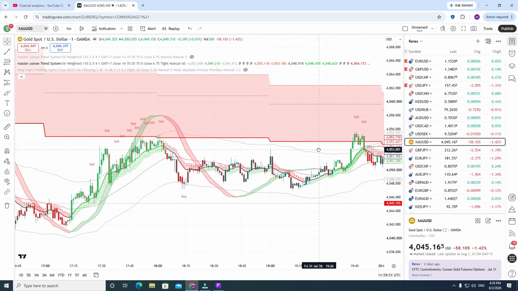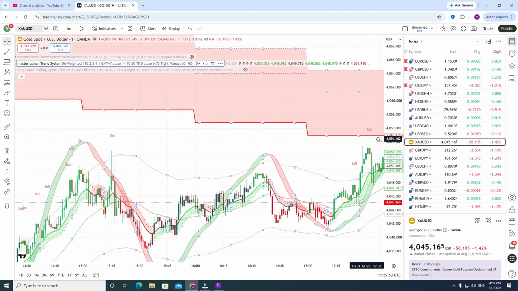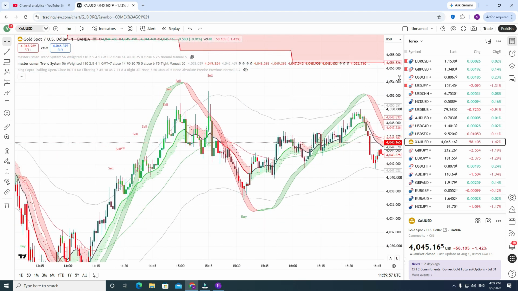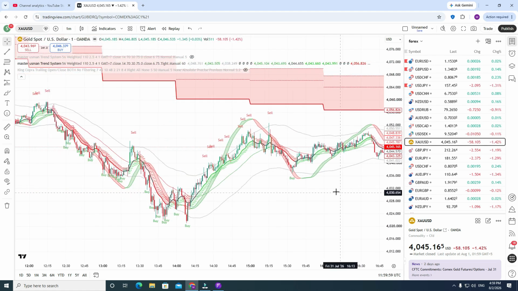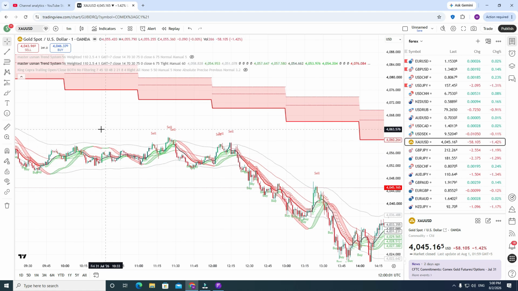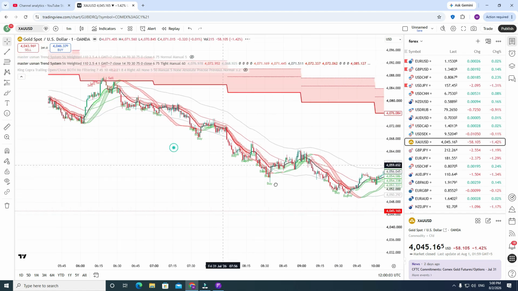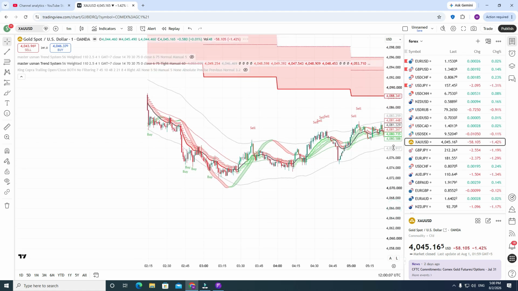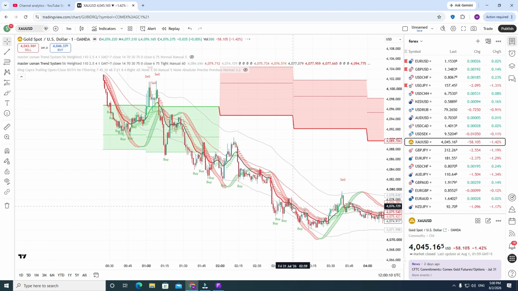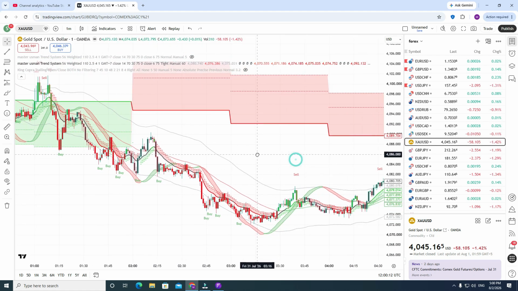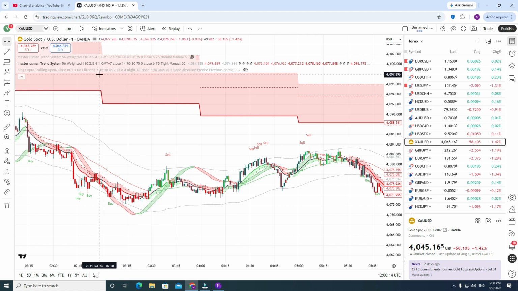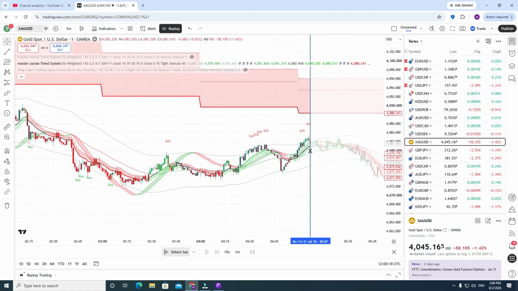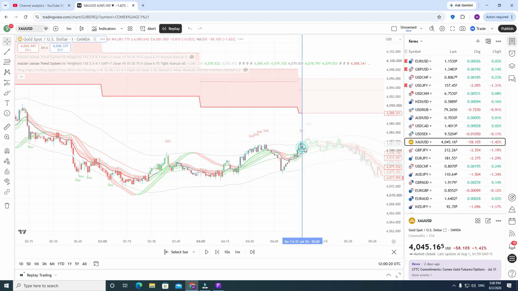Let me show you how this system works, and I will also show you the back testing result as well as live testing. By using the bar replay mode, I will show you at least some entries so you can understand.